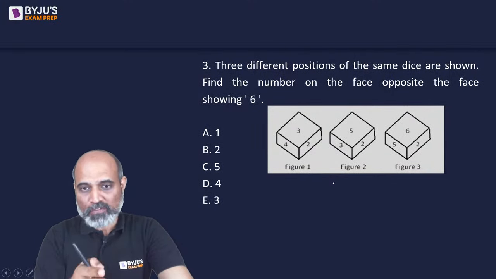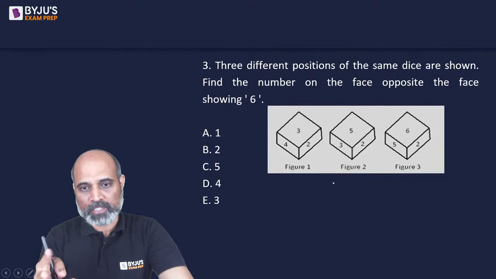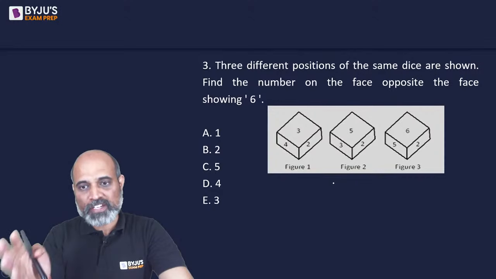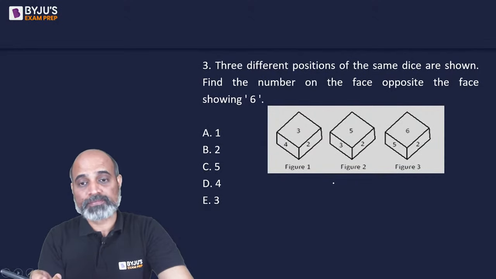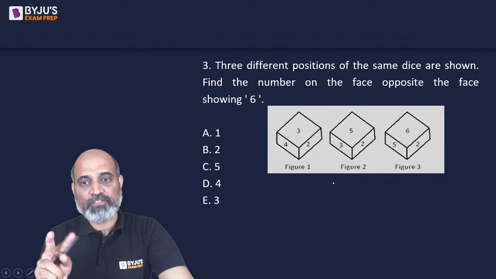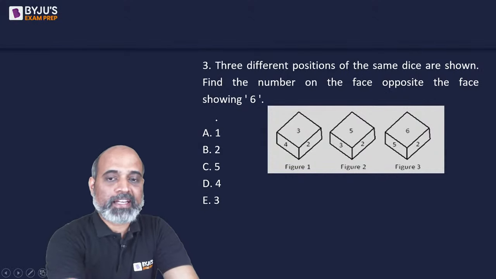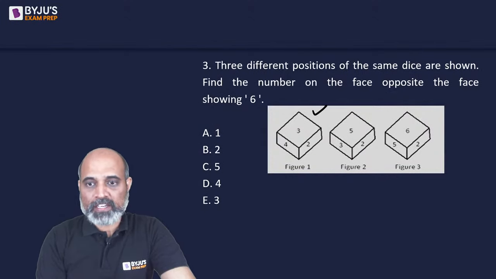If I look at figure 1 and figure 2, there are 2 numbers common, 2 and 3. If I look at figure 1 and figure 3, there is only one number, 2, common. If I look at figure 2 and figure 3, there are 2 numbers common, 2 and 5. So obviously we are going to select figure 1 and figure 3.